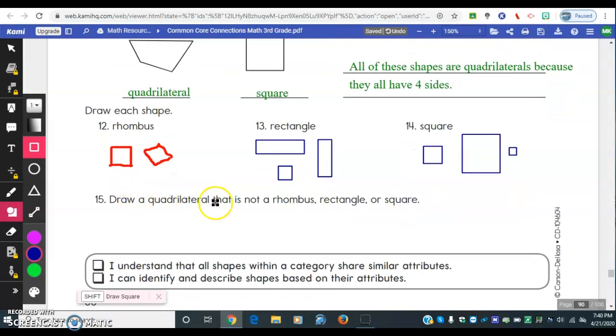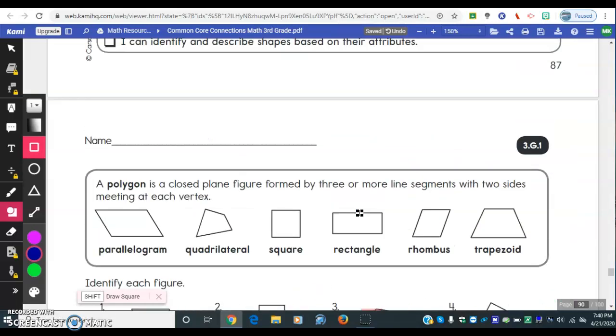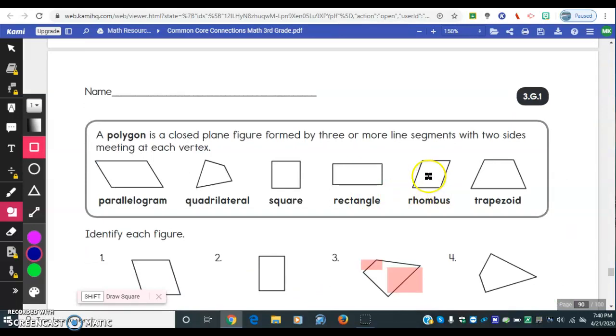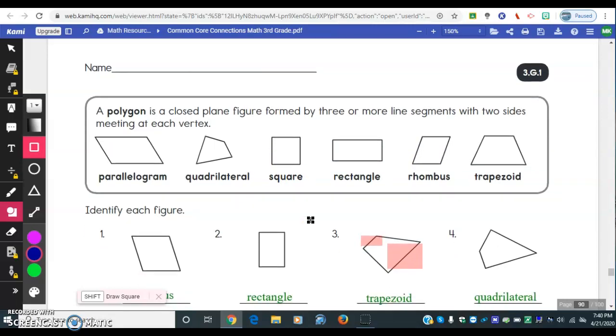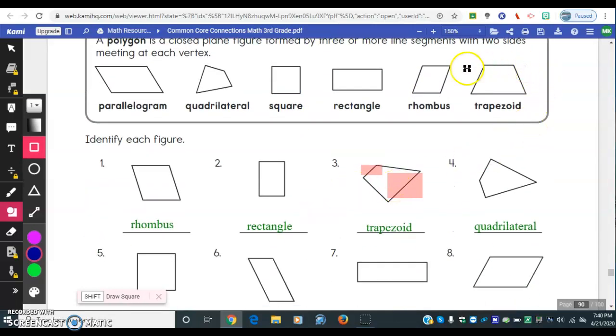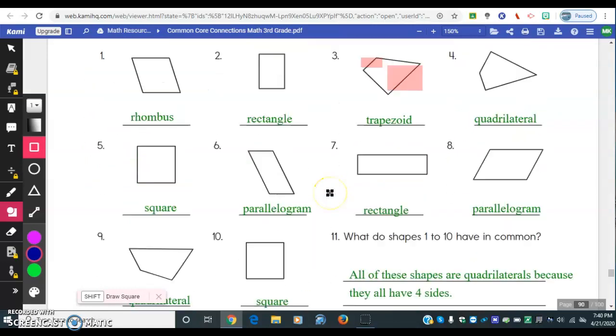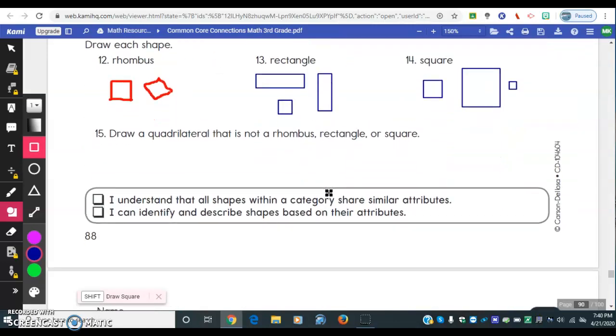Now it says to draw a quadrilateral that is not a rhombus, a rectangle, or a square. There was one quadrilateral that we talked about in the video before, and that you see at the top of the page, that doesn't follow the rhombus rules, the rectangle rules or the square rules. And so the one that I'm thinking of is my trapezoid. It doesn't follow any of those rules. So I'm going to go ahead and draw a trapezoid.